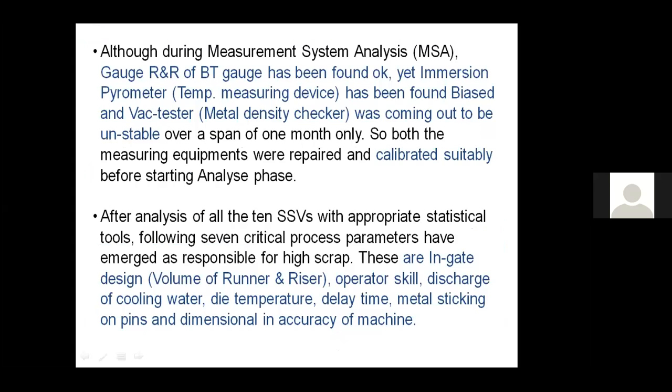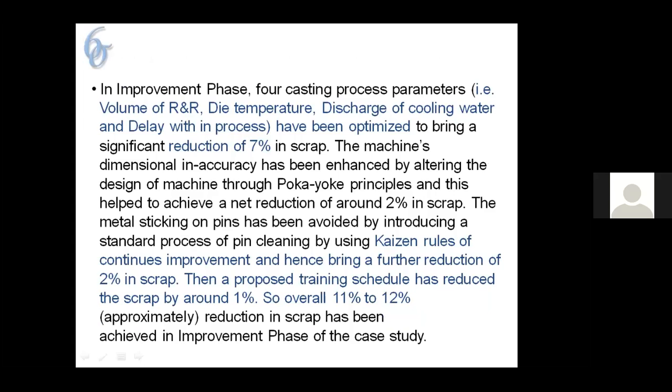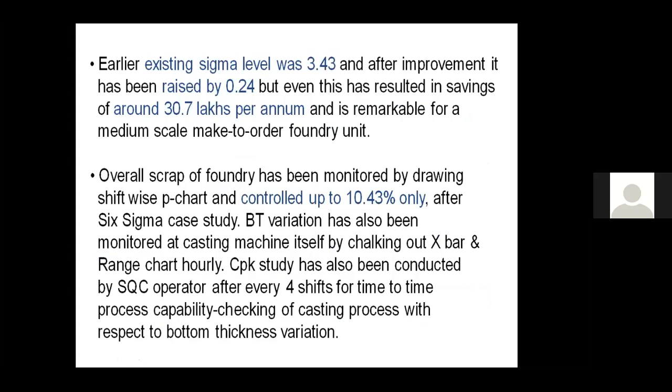Then in the analysis phase, many processes were identified which were leading to a lot of defects and scrap, but 10 critical reasons, suspected sources of variations (SSVs), were identified, and these have been written there. So we were able to filter out 10 SSVs finally, and each SSV was hit upon, improved and optimized, and we were able to achieve a significant reduction of 7% in scrap. Overall scrap of the foundry was monitored by charts, and it was controlled up to 10.43%. After this Six Sigma case study, BT variation was monitored, and these are some of the results.